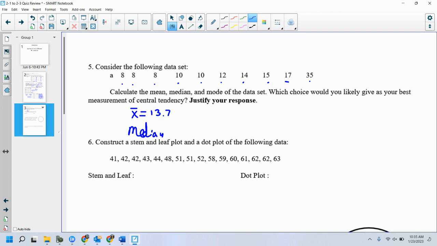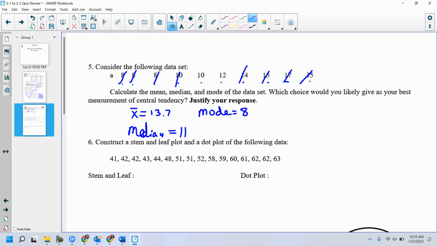Median. All right, so what's the median? 11, right? When it's a data set that you have two numbers in the middle, you just find the average of those two. So the median is 11. And what was the mode? Mode was 8, most common number.